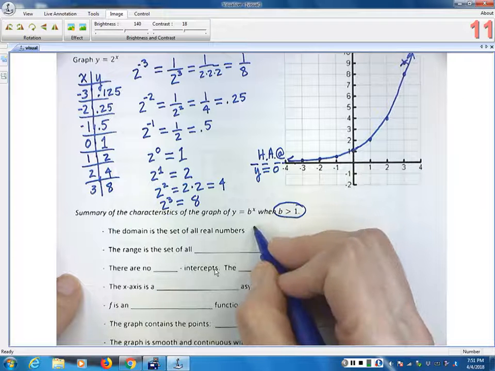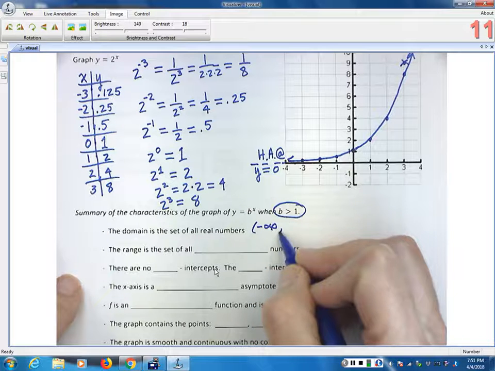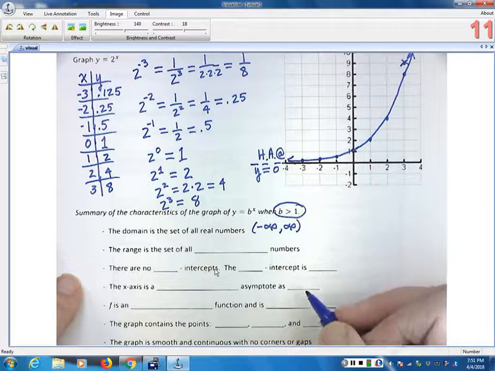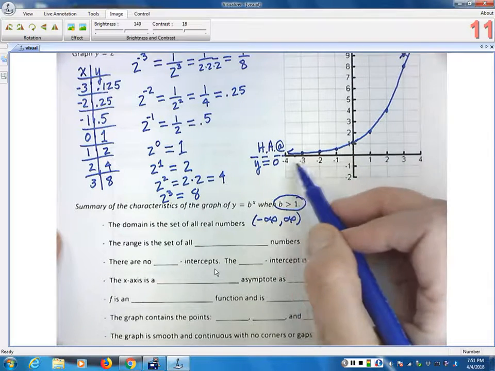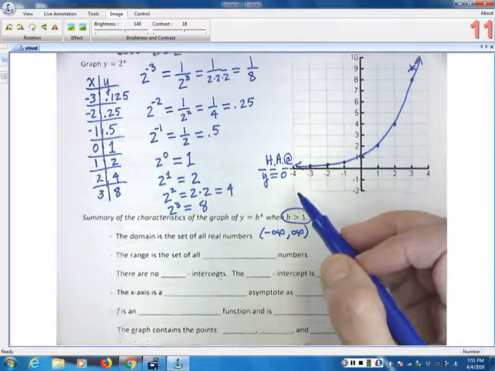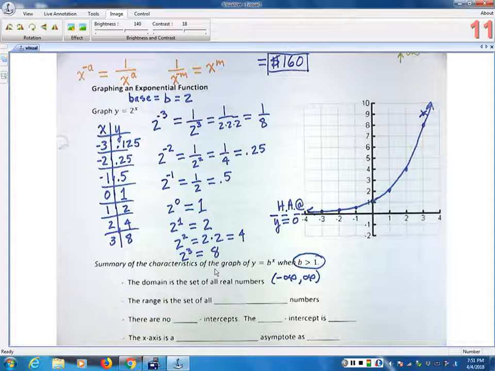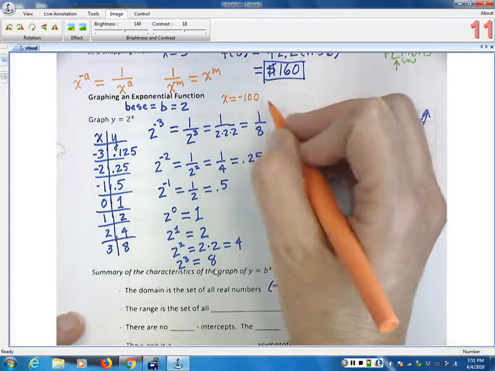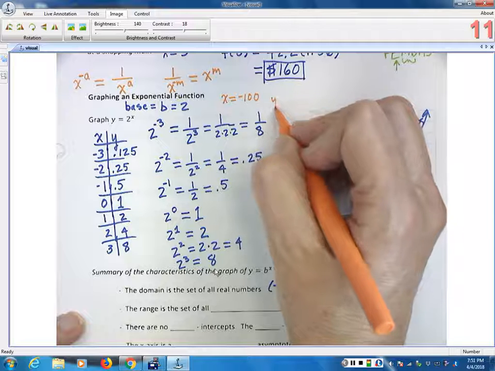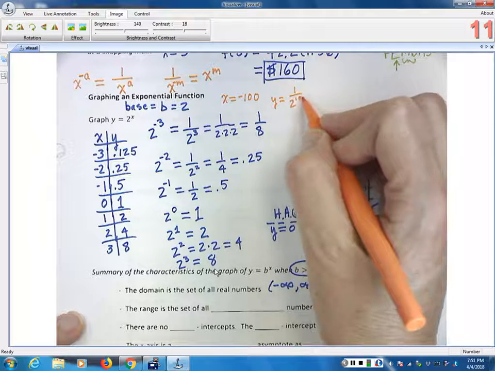So looking at this graph, when the base is greater than 1, if you project the graph to the x-axis, what's the domain? It's the set of all real numbers. Then we want to write that in interval notation: minus infinity to infinity. The range. Can this function ever equal 0? I showed the class this morning that even if you pick, say, x equals minus 100, you're going to get y equals 1 over 2 to the 100th power.